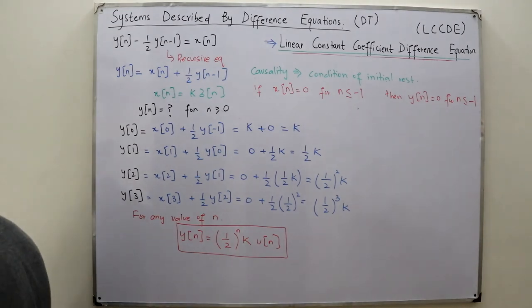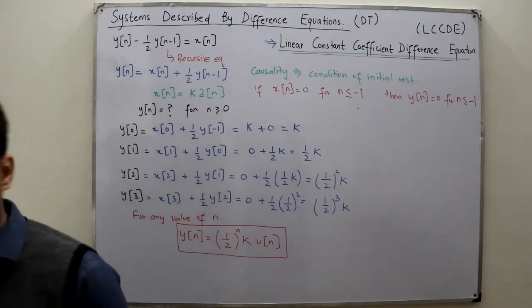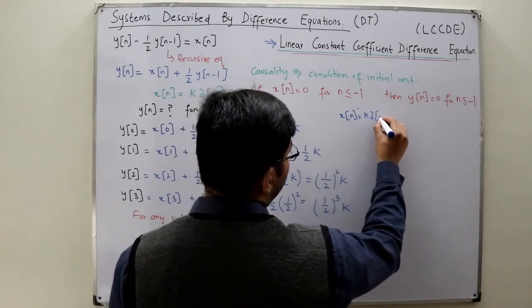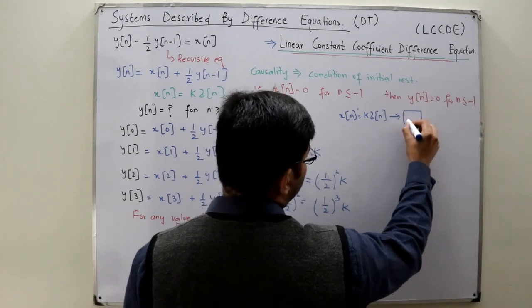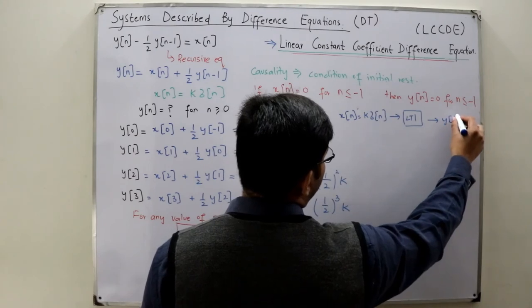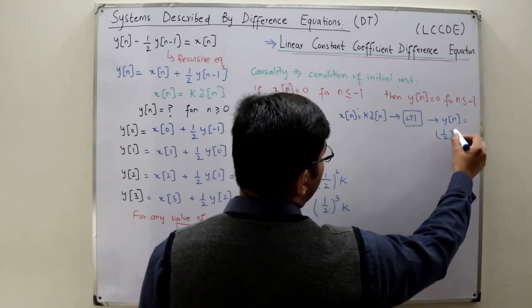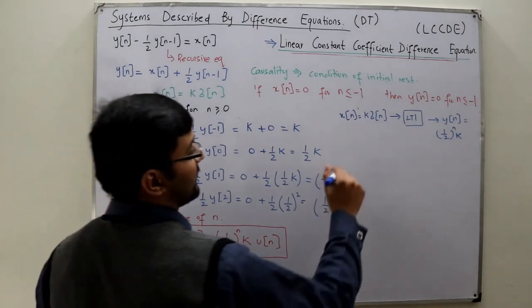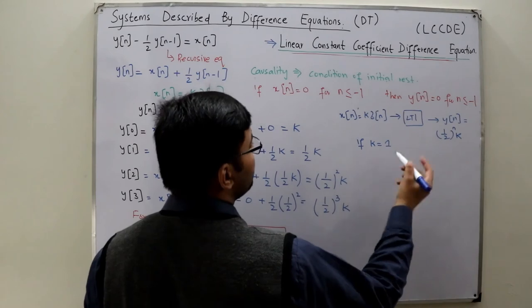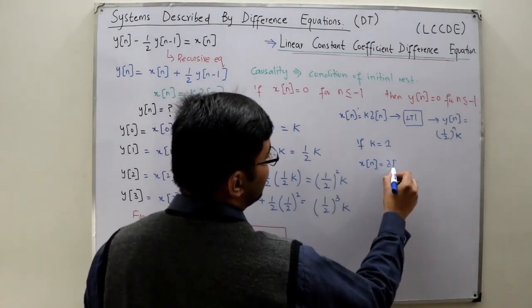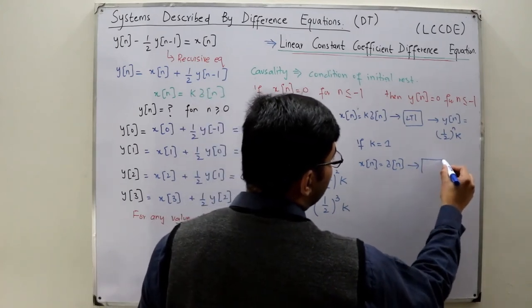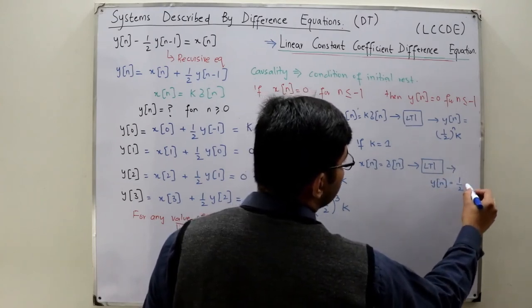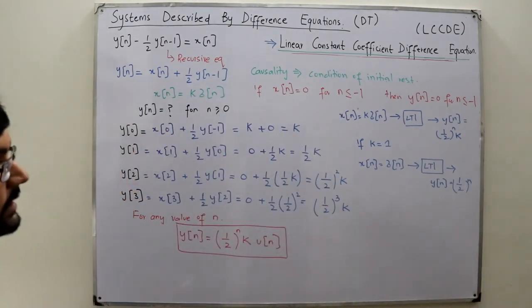Now, talking of the impulse response of this system. If this was my input, x of n was k times delta of n, and this was given to this LTI system, so my output y of n was equal to 1 over 2 to the power n into k, right? Now if the value of k is equal to 1, let's say for simplicity, which means that x of n is equal to delta of n, and this is given to your LTI system, what would happen? My y of n would equal simply 1 over 2 to the power n. Won't it be like this?